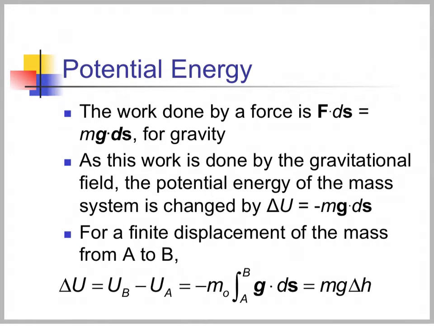So for example, the work done by a force is F dot ds, which is mg dot ds for gravity. As this is the work done by the gravitational field, the potential energy of the mass system is changed by an amount delta U equal to mg dot ds. For a finite displacement of the mass from A to B, we would integrate that to get delta U, and we get mgh.